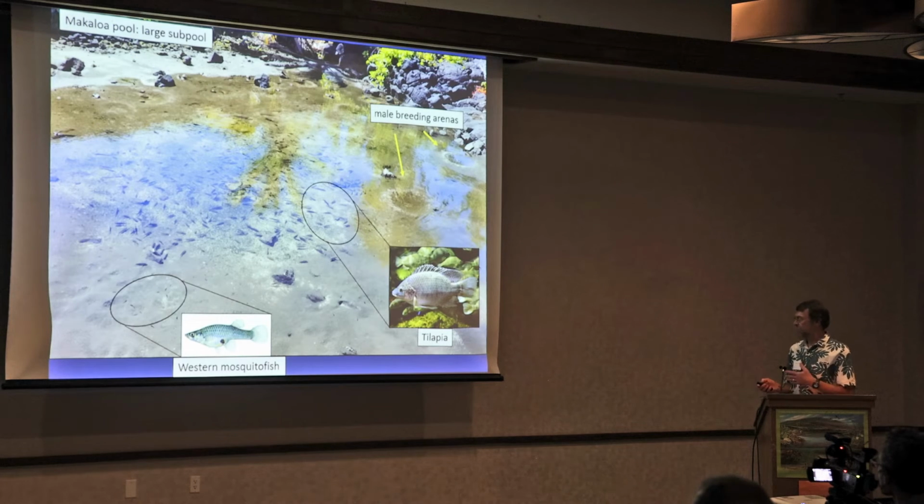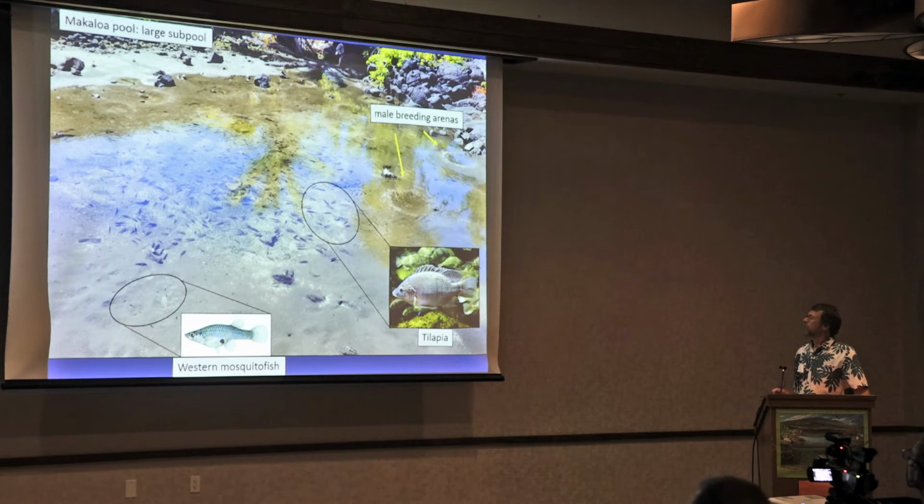This shows the large subpool, giving an idea of what it was like before treatment. This is during the outgoing tide. These are all tilapia. This is a western mosquito fish. It's not a very good picture. It gives the impression, if you can see it, that there's not very many, but there are literally thousands in this pool.